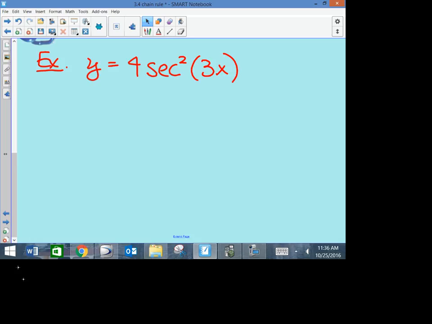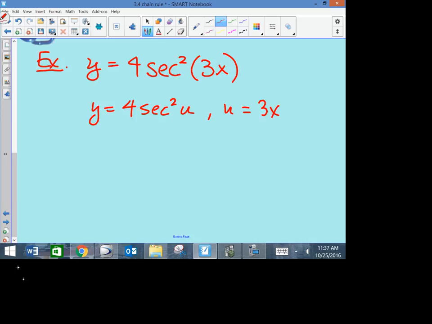Okay, remember this is how we work it. The first thing we do is the first piece of the chain. So what, if you knew what x was, what would you do? Multiply it by 3. Okay, so that's your u. Does that work? Yes. Okay, but here's the problem.